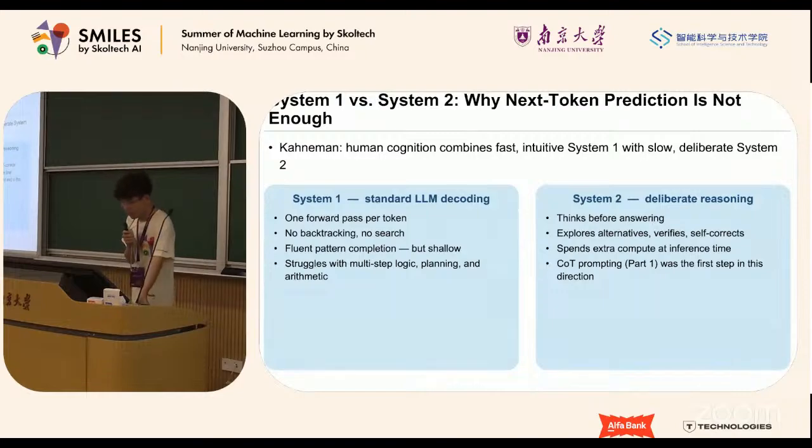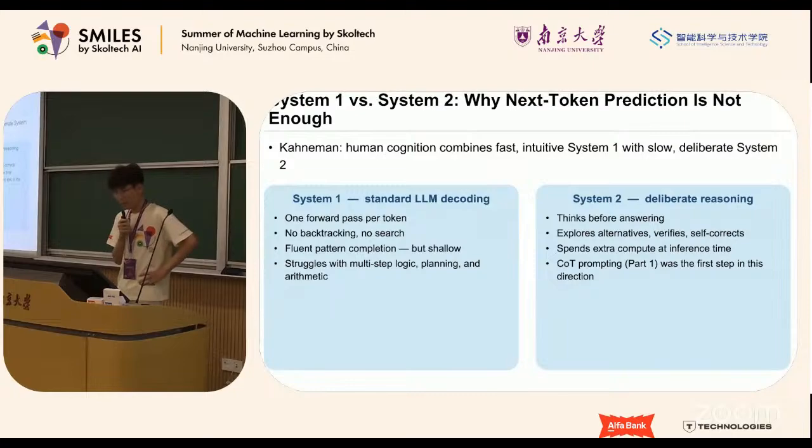Human cognition combines fast, intuitive System 1 thinking with slow, deliberate System 2 thinking. Standard ARM decoding operates like System 1. It performs a single forward pass per token without backtracking, which can struggle on complex reasoning or planning tasks.